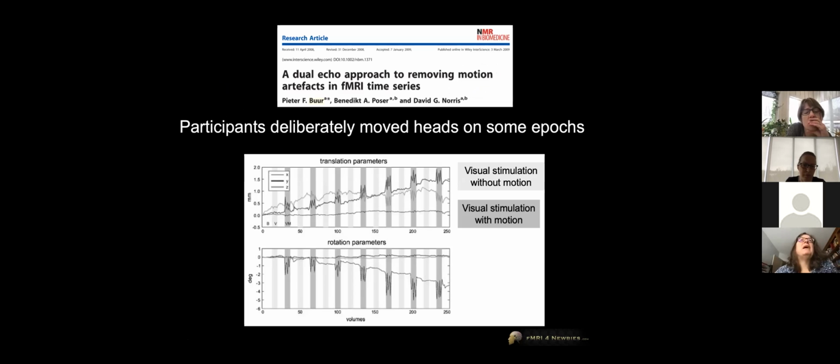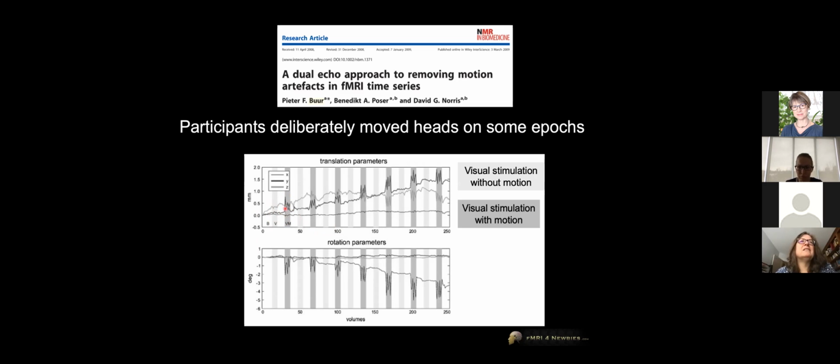So what Ben and his group did was they put people in a brain scanner and they had a protocol that looked like this. They have some baseline conditions here in white where the participant isn't doing anything. And then they've got other conditions where they're showing a visual stimulus, a flickering checkerboard. So both these light gray periods and the dark gray periods are all periods where there's a flickering checkerboard. But they also deliberately made the participants move in every second epoch. So in this epoch here, the flickering checkerboard was on and the participant didn't deliberately move.